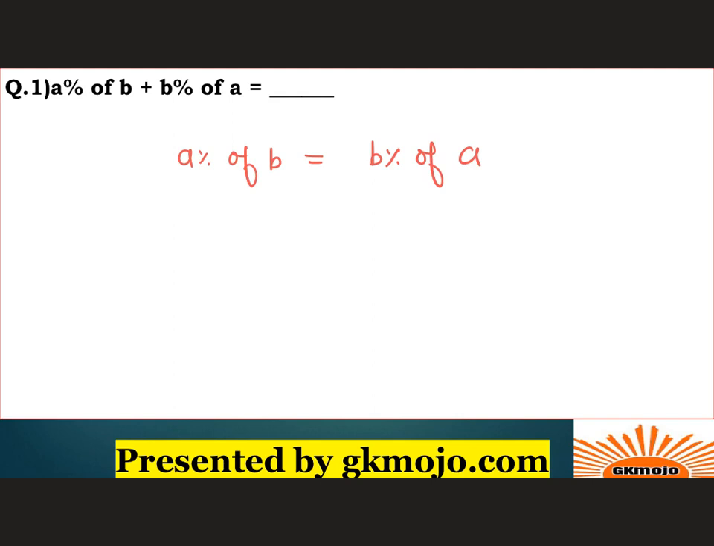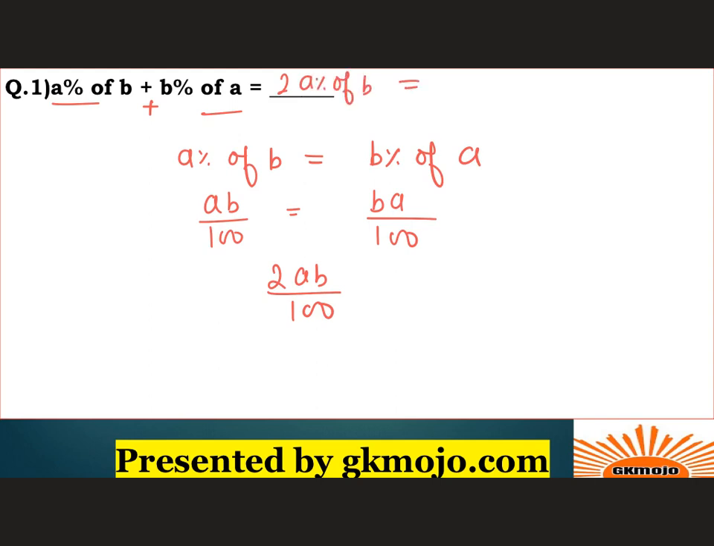Either you take A percentage of B or B percentage of A, it will always be equal to each other. What is A percentage of B? Basically it is AB upon 100. What is B percentage of A? Basically it is BA upon 100. AB or BA, it is one and the same. So here there is addition, so what will this be? It would be 2AB upon 100, or if you want to write it in this form, it can be written as 2A percent of B. Please note this down. This is an important property of percentages.